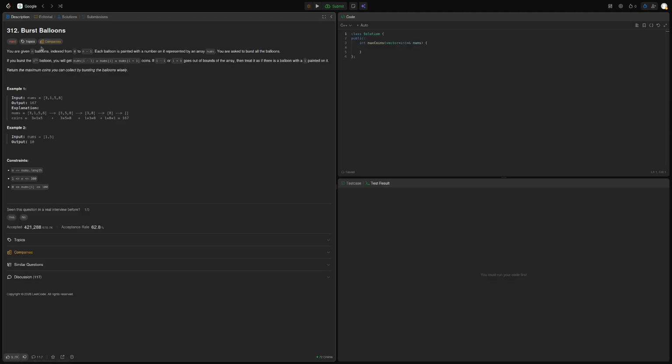Today our problem, burst balloons. You are given n balloons. Each balloon is painted with a number. You need to burst them. If you burst one, you get this amount of coins.